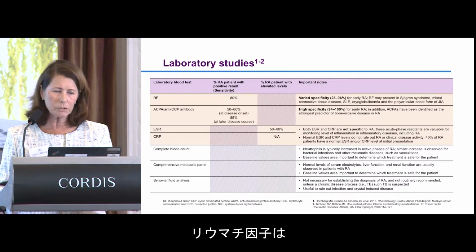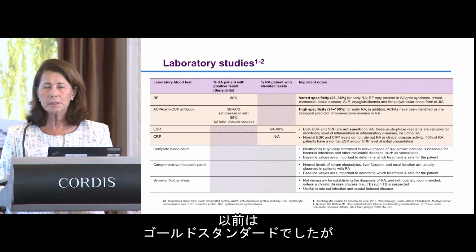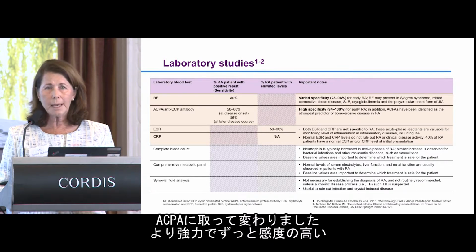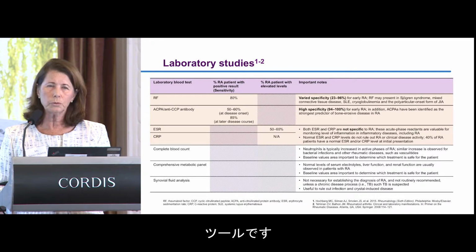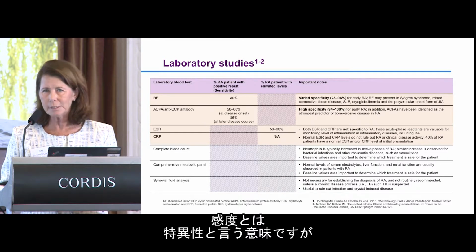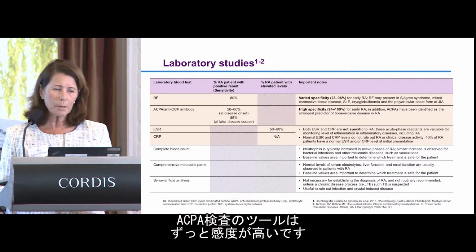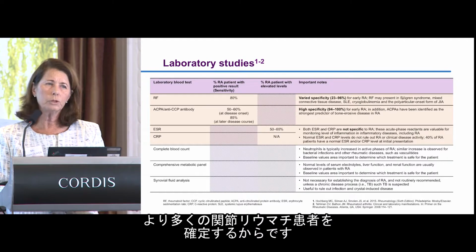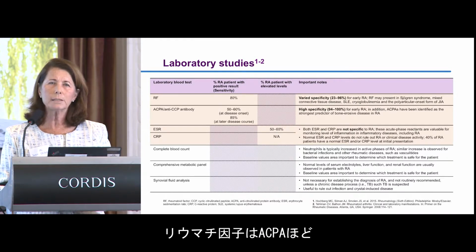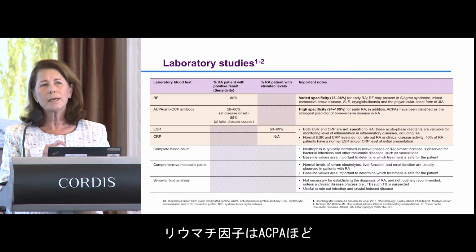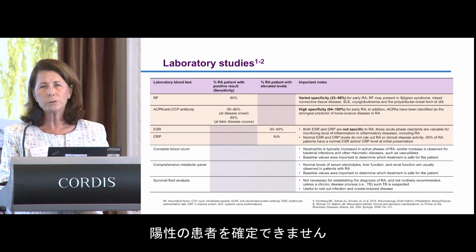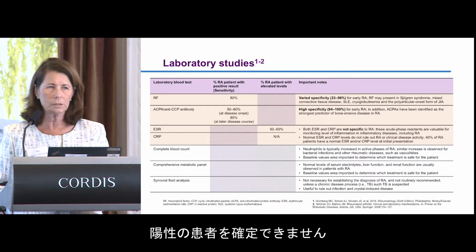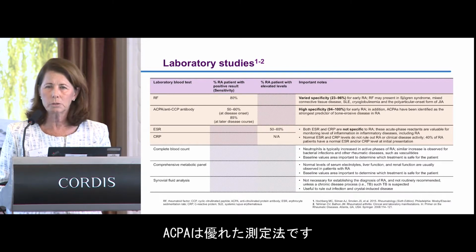There's rheumatoid factor, of course, which used to be the gold standard, but has really been replaced by ACPA now, which is a much stronger, much more sensitive tool. And we talk about sensitivity and specificity. ACPA is much more sensitive because it identifies more patients who have rheumatoid arthritis. Rheumatoid factor doesn't identify as many patients who are positive as ACPA does. So ACPA is a very good measure.